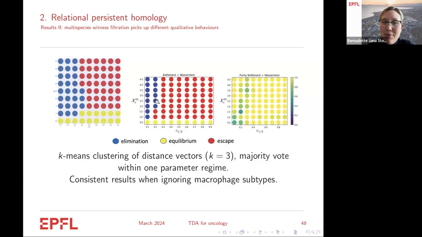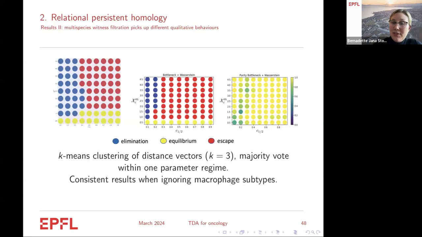And we can see that these align really nicely with the expert annotation. The only differences are in these transition regions between different qualitative behaviors. We did this over 20 simulations per parameter combination. And so we also looked at how often the majority cluster was voted as being the cluster in these 20 simulations. And you can see that there's a lot of consistency across the 20 simulations, again, within these qualitative regimes, but on the boundaries between them, it's more inconsistent.